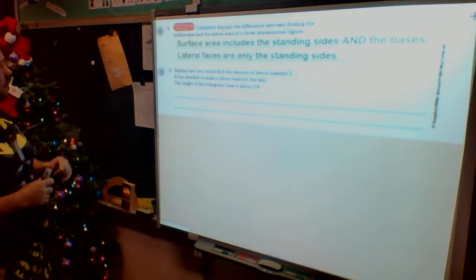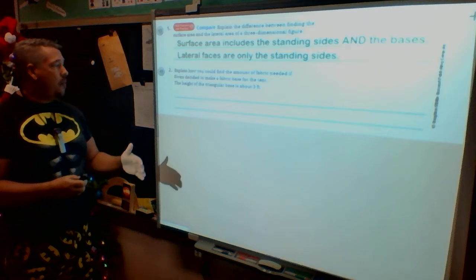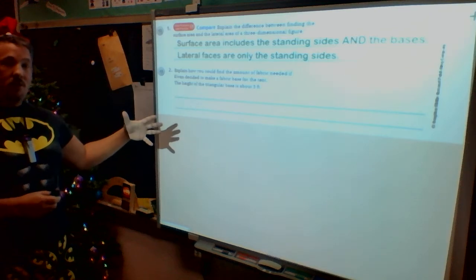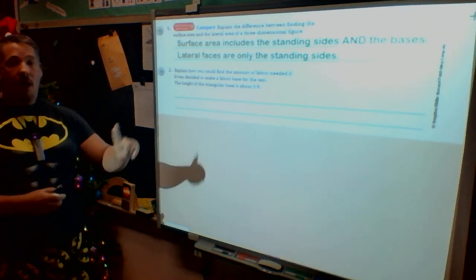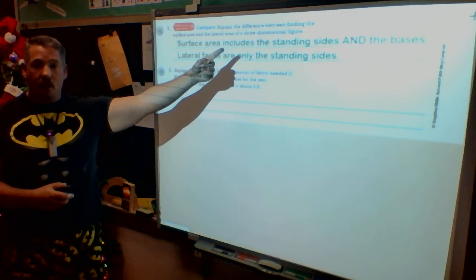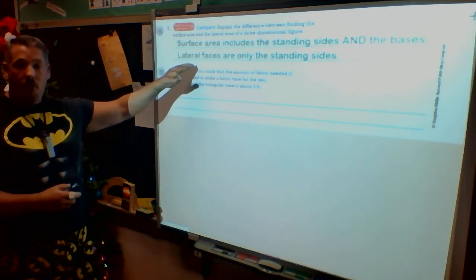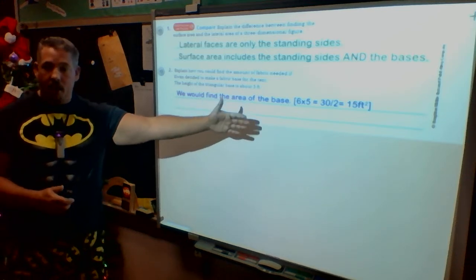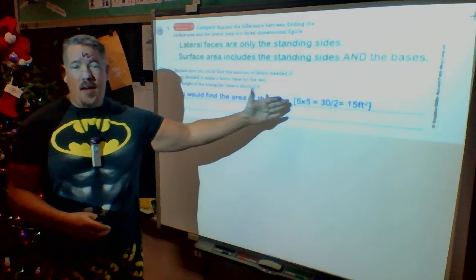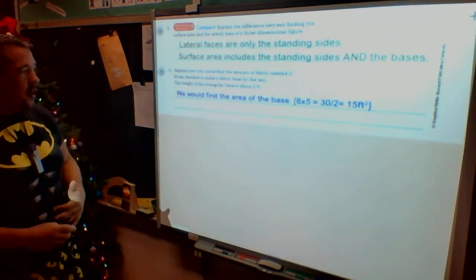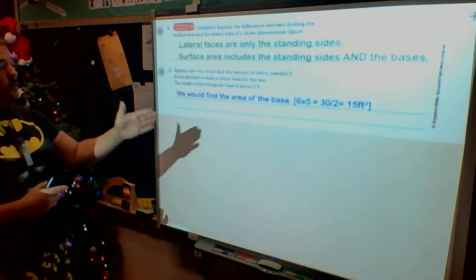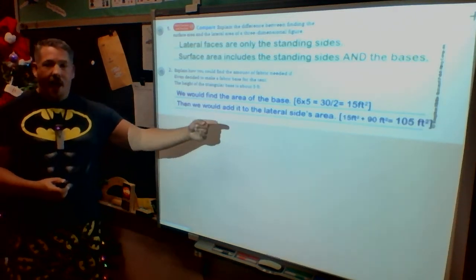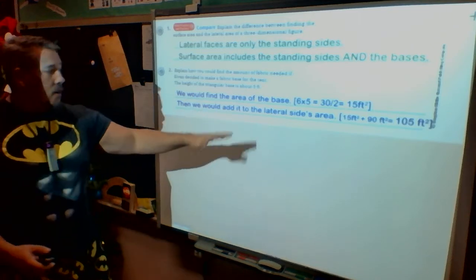On number 2 on this one then, it says explain how you would find the amount of fabric needed if Quan decided to make a fabric base for the tent. So we had the 3 sides that Quan was making for the tent. We now have the base. So going back to the entire surface area compared to what we were first doing, which is just the lateral faces, then I'm just going to find the area of the base. It's a triangle, so you don't have to show the math problem, but it would show you how you would be doing it. You would take the 6 times the 5, which would give you 30 divided by 2 and 15 square feet. And then we would add it to the area or the lateral area of the faces.